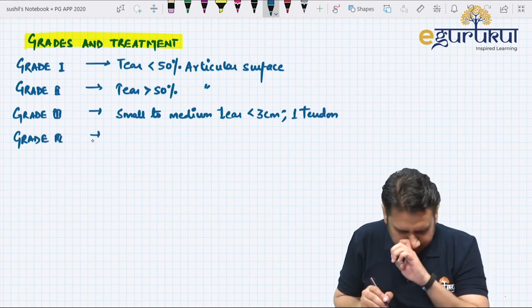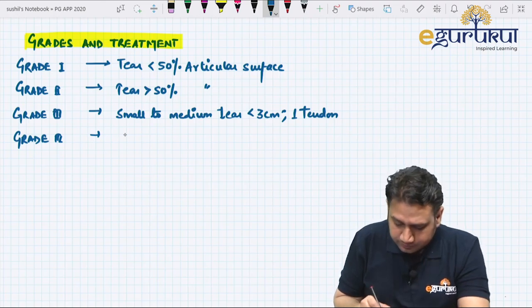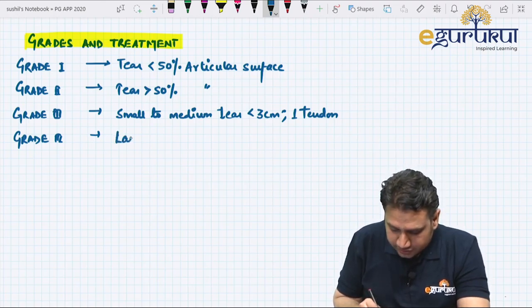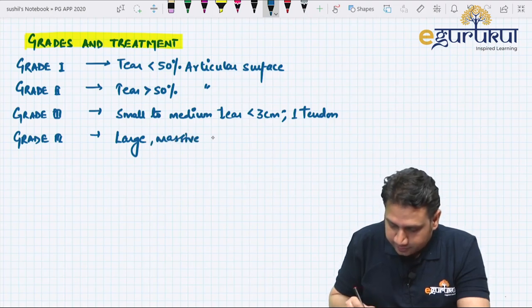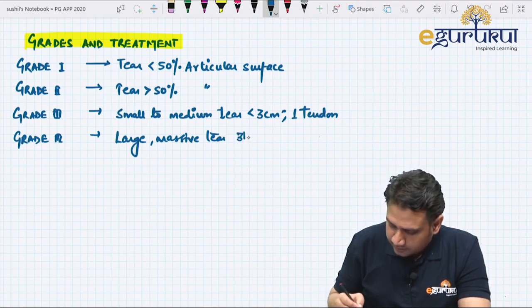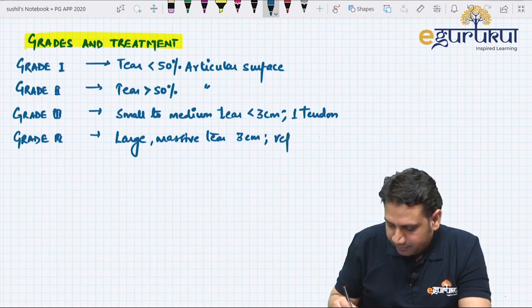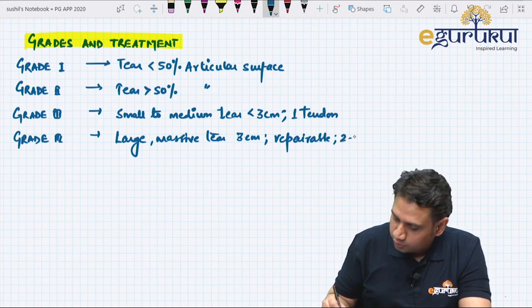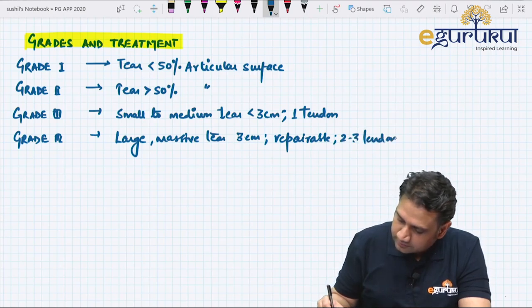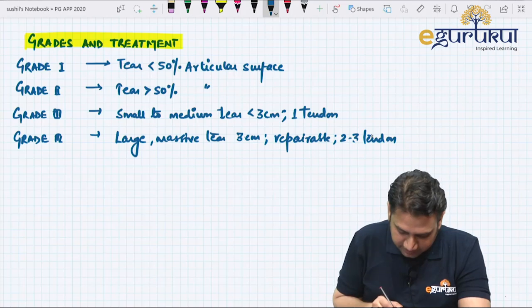Grade 4 is a moderate kind of tear. Grade 4 is a large massive tear, which is actually 3 to 5 centimeter, and repairable, and here involvement can be of 2 to 3 tendons, right?